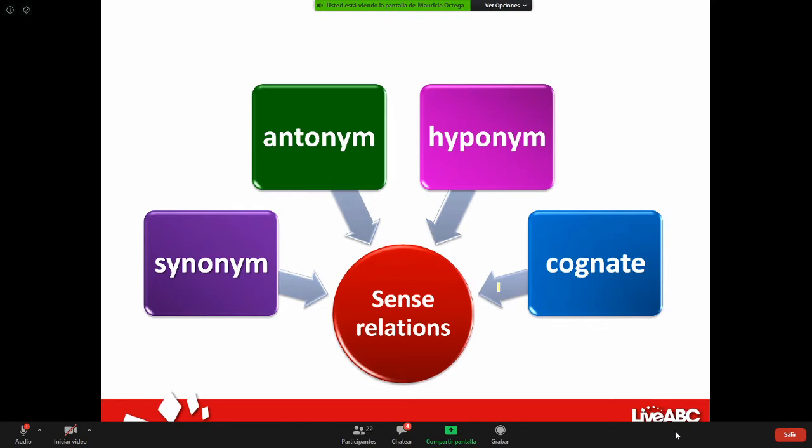Antonym would be entirely the opposite. Yeah, an example would be the Beatles: I say hello, you say goodbye. And we have this very beautiful word, hyponym.